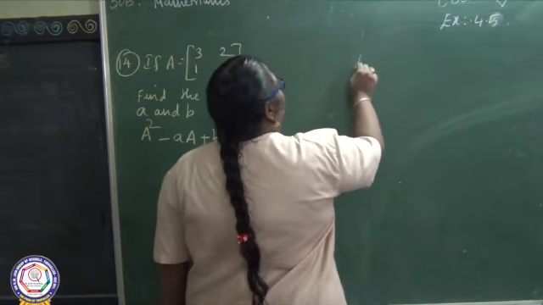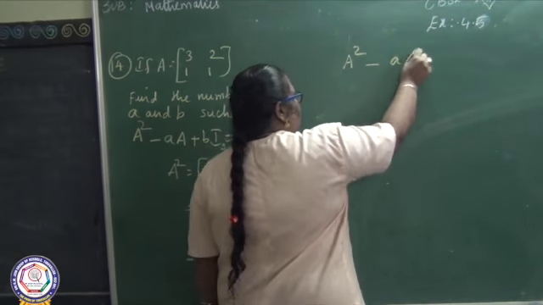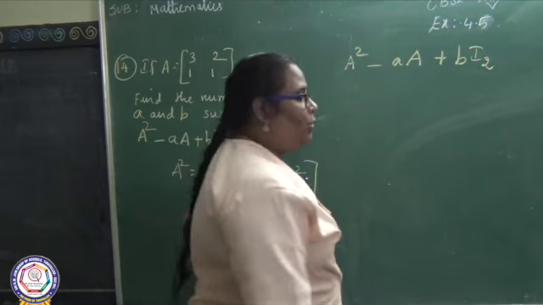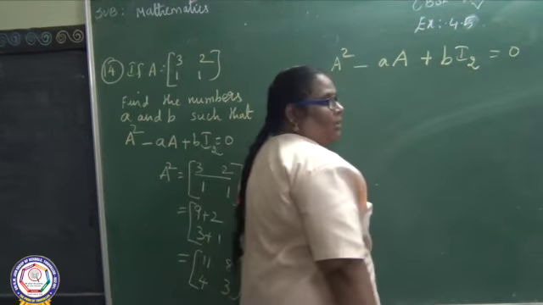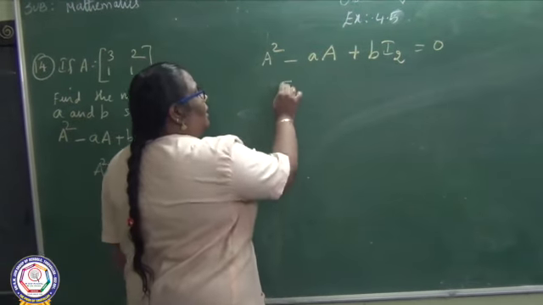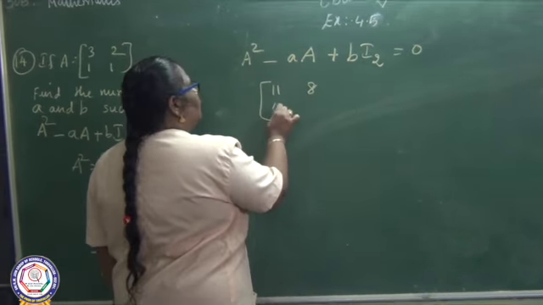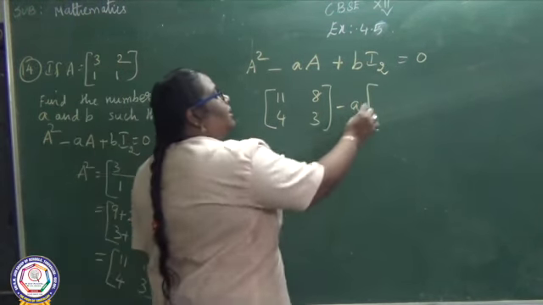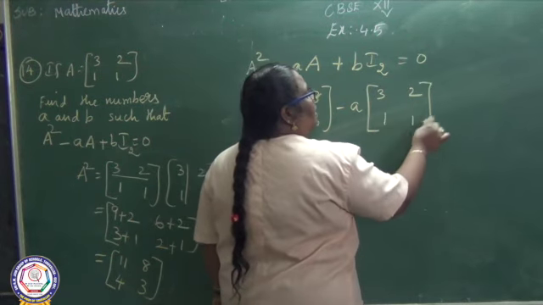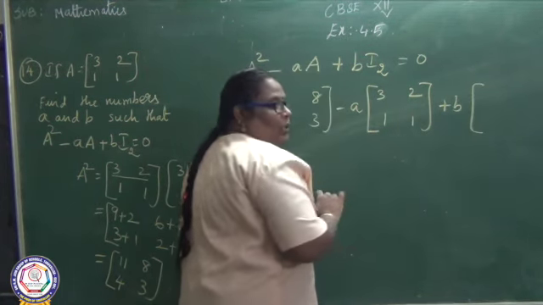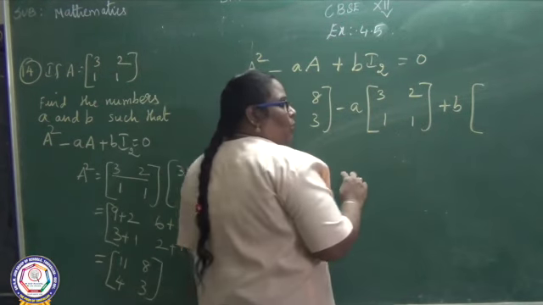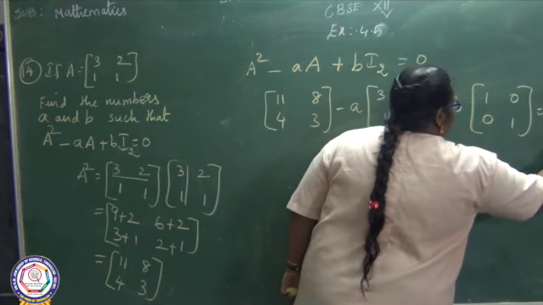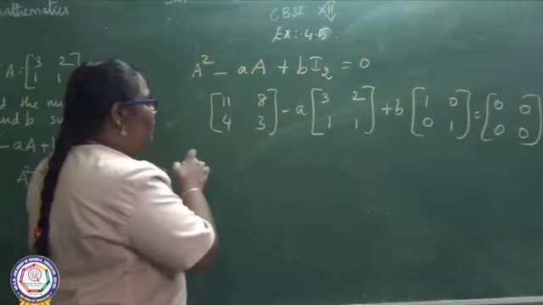What is given here? A square minus A A plus B I2. I2 is a unit matrix of order 2, and it's equal to the 0 matrix. So the value of A square is 11, 8, 4, 3, minus A into, what is the value of A? 3, 2, 1, 1, plus B into I2. I2 is the unit matrix 1, 0, 0, 1, equal to the 0 matrix 0, 0, 0, 0. Now you simplify here.